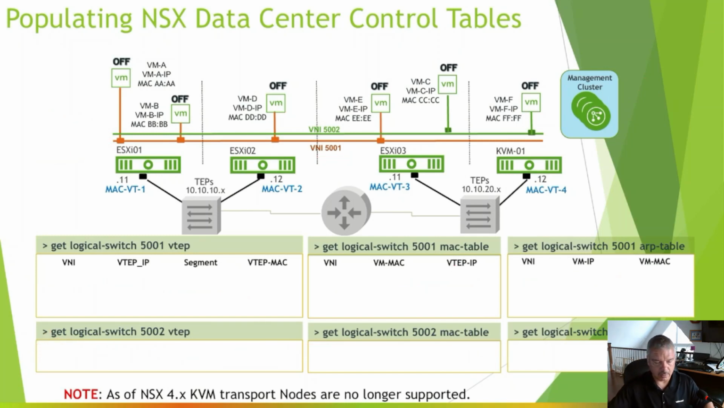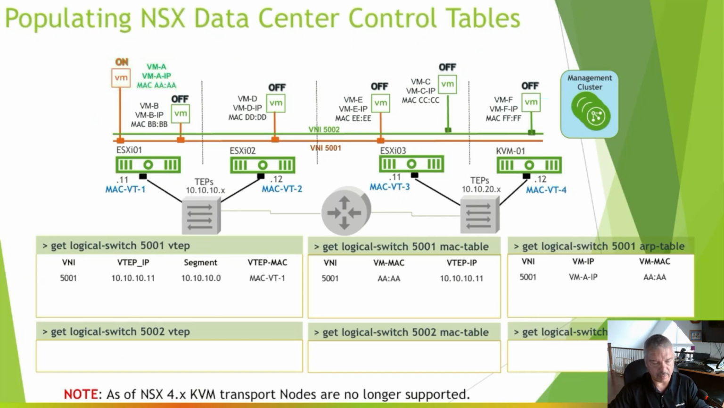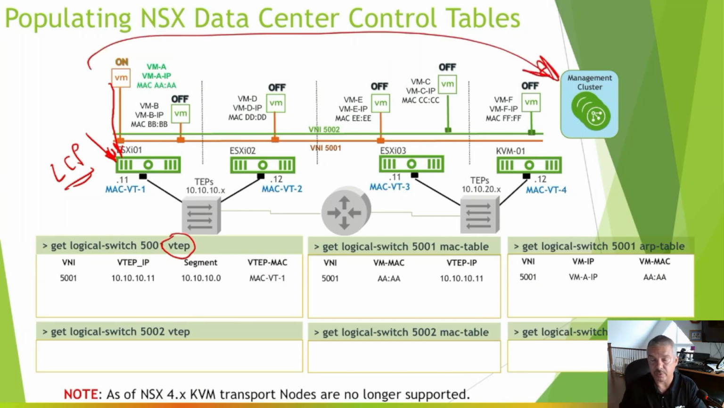So let's power on VMA. What should we expect to see here? So let's go forward. When you power on VMA, the local control plane on this transport node will do a VTEP report. It will send a VTEP report to the central control plane. So it's going to send it out to whichever node's in charge of it, maybe node 1, 2, or 3, whatever. We'll show you that when we talk more about the central control plane, or troubleshooting.